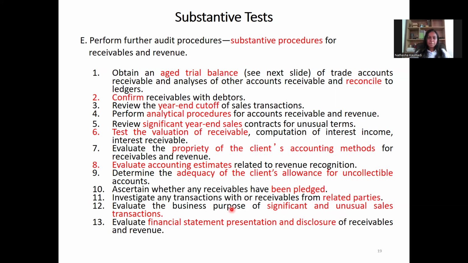Check whether transactions happened on Saturdays and Sundays. On Saturday and Sunday the company is maybe not working, but there are transactions that happened on Saturdays and Sundays. So you can do those things with date checking and everything. Unusual things, different things. And finally, evaluating the financial statement presentation and disclosure.